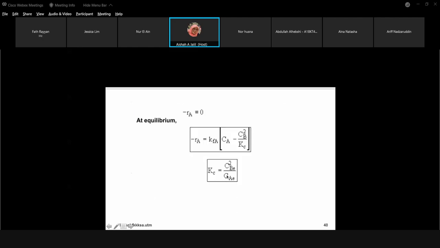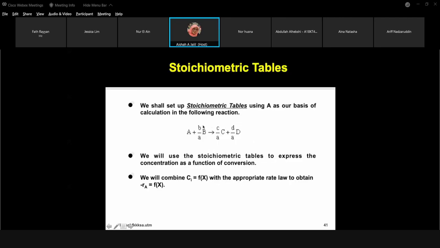So you have to express C in terms of X, because in every question they will say something about the conversion. So you have to put the conversion X in the C, then you can get what you want.